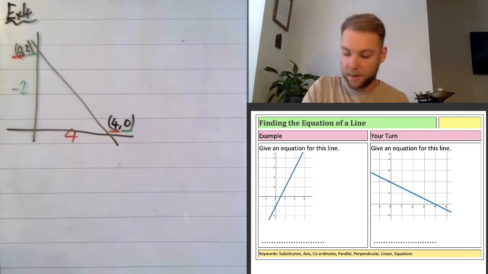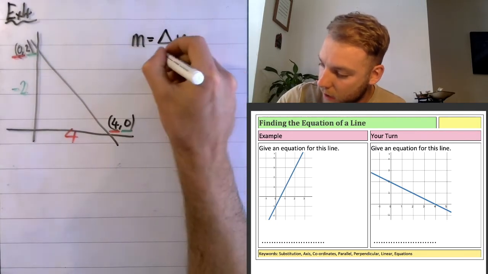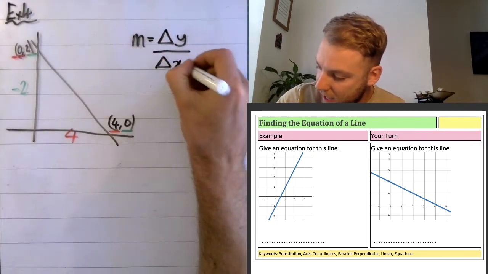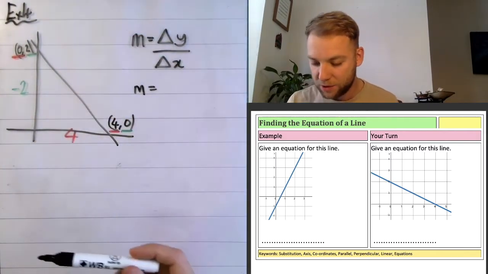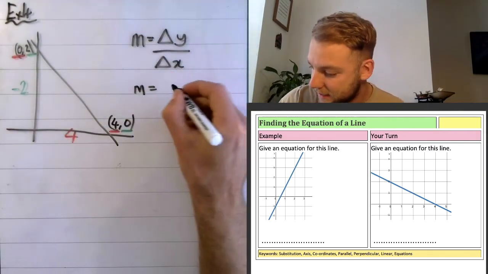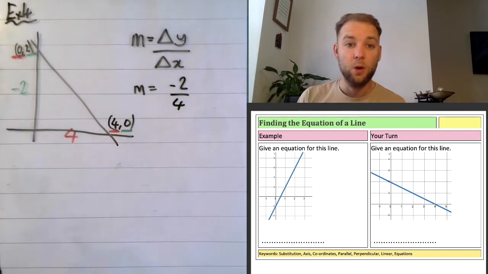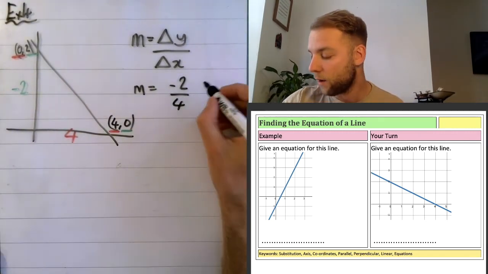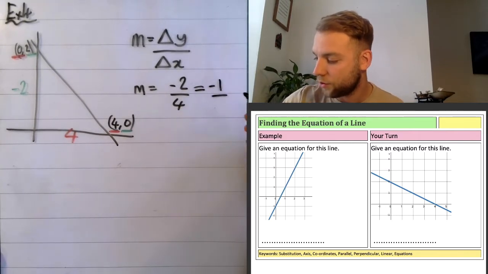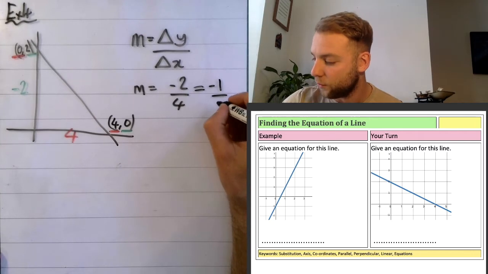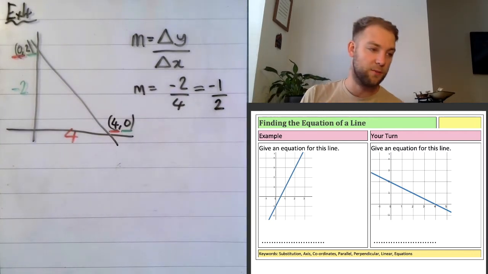So in which case, my gradient, m, is equal to the change in y over the change in x. So m is equal to the change in y, which in this case is negative 2 over 4. I will simplify that. What goes into negative 2 and 4? Well, 2 goes into both of them. 2 goes into 2 once, so minus 1. 2 goes into 4 twice, so negative 1 over 2. So my gradient is a negative half.